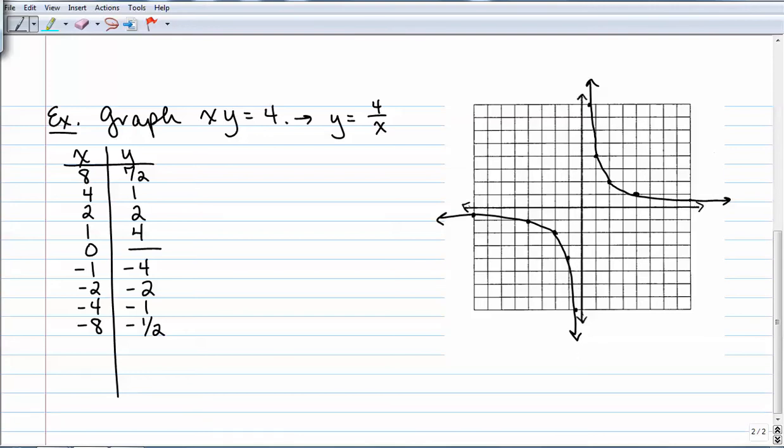So an inverse variation graph is always going to look something like this, with a curvy thing like this in one quadrant and another curve in the opposite quadrant. Sometimes you'll end up with a curve in the second quadrant and another curve in the fourth quadrant. You'll see examples like that in your homework.